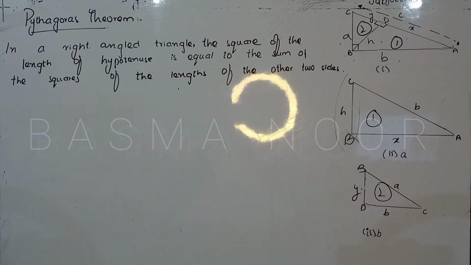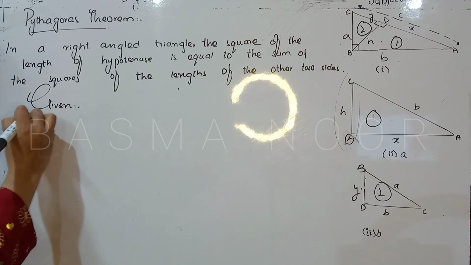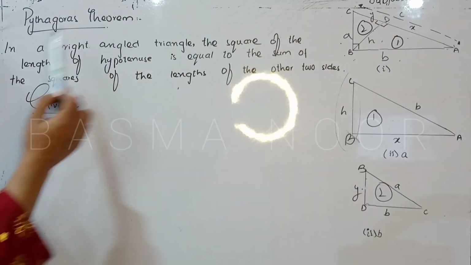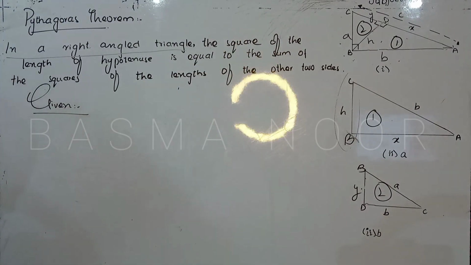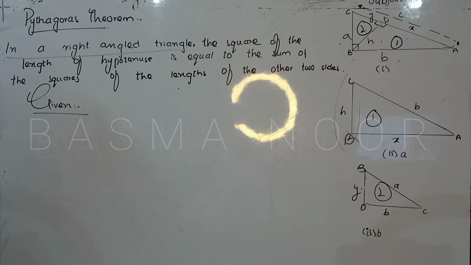Now we're gonna write our given data. So first of all, given. What is given? ABC is a right angle triangle. It's saying a right angle triangle. So ABC is a right angle triangle in which angle C is equal to 90 degrees.